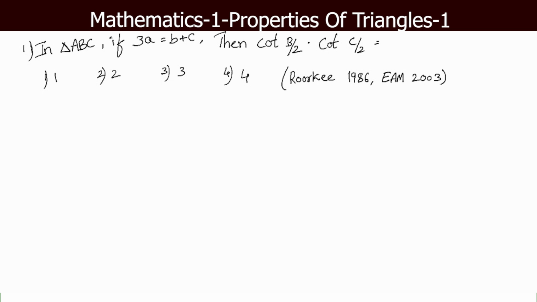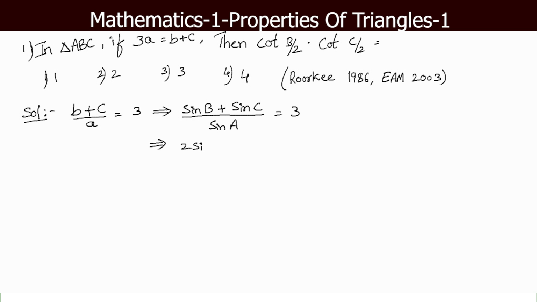Okay, right. Now the explanation is small b plus c, 3a is equal to b plus c. So (b plus c) by a is equal to 3. Now you use the sine rule: a is equal to 2R sin A, b is equal to 2R sin B, c is equal to 2R sin C. So if you use the sine rule, we will have (sin B plus sin C) by sin A is equal to 3. Now use the sin C plus sin D formula.